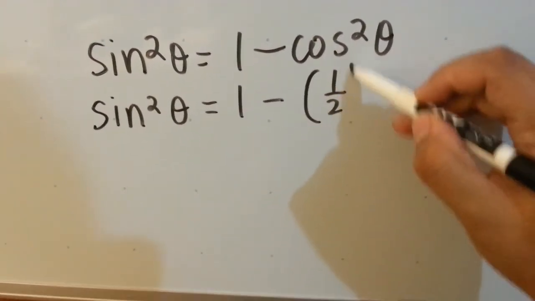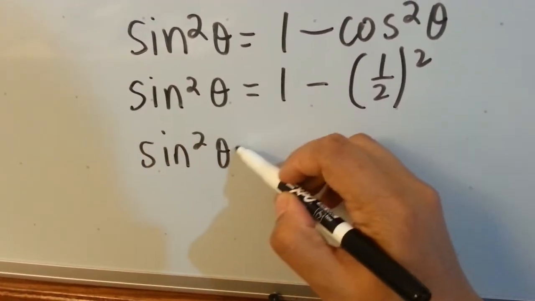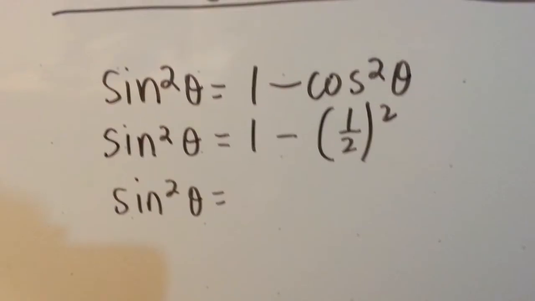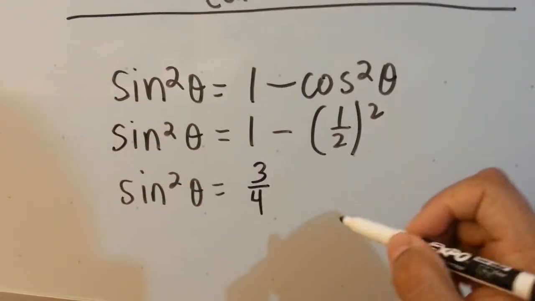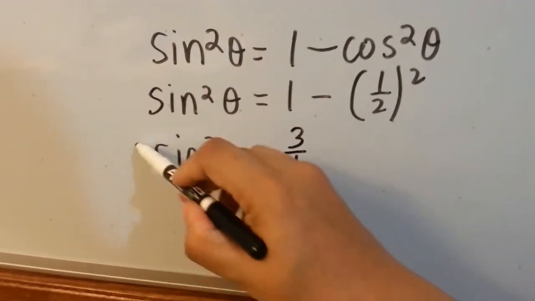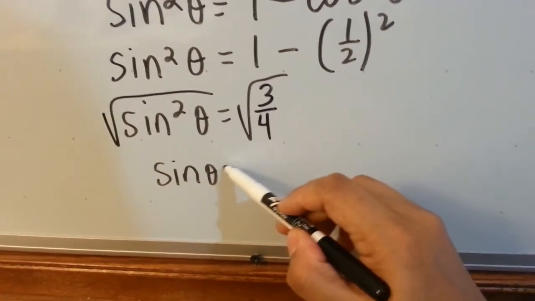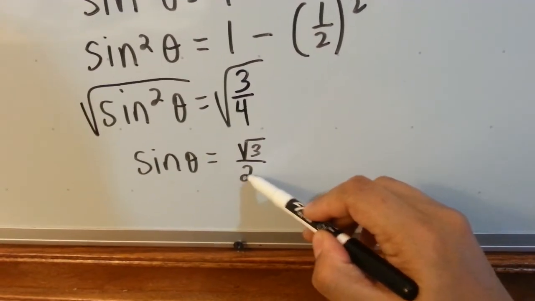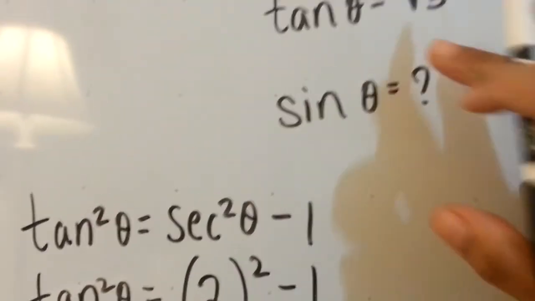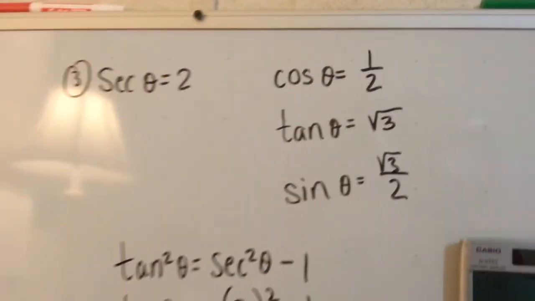I'm plugging in 1/2. I have to square that 1/2. And I'm going to use my calculator for it. Right. And I get that this is equal to 3 over 4. And then go ahead and plug it in your calculator and make sure that you're getting 3 over 4. We have to take the square root. And we get that sine theta is equal to the square root of 3 over 2. Okay? There you go.